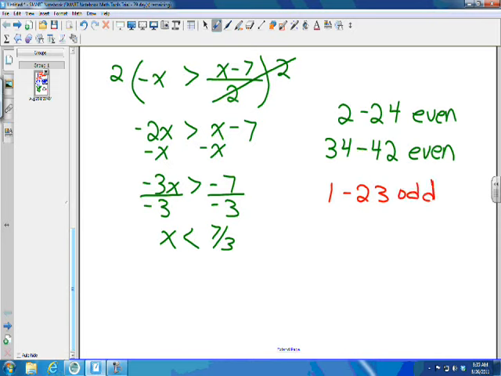So 1 through 23 odd, and then 33 through 41. Those are two separate assignments. This one should be completed on a sheet of paper, and then the second one should be completed on a different one. So don't do the odds and evens together. Do all the evens on one page, all the odds on the second page.